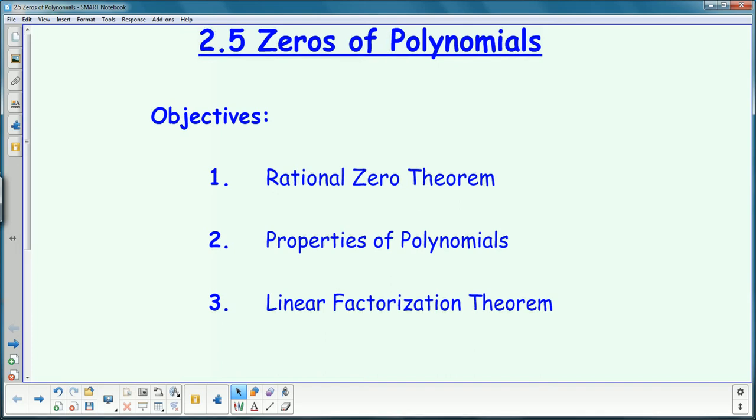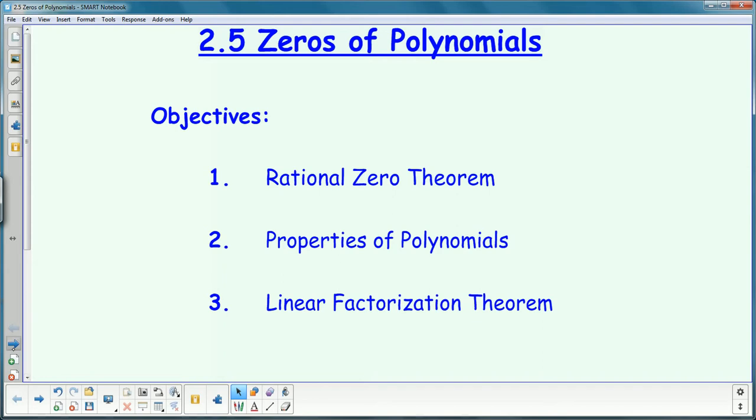Okay, so 2.5 zeros of polynomials, we're basically going to talk about three things, a lot of which we've already even talked about in class. So we'll have our rational zero theorem, which is just going to give us all of the possible rational zeros. Then we'll talk about properties of polynomials that have to do with their degrees and their factors. And then finally, the linear factorization theorem.